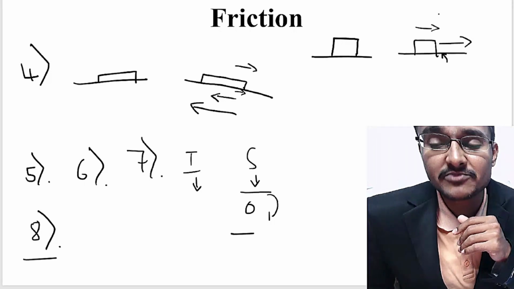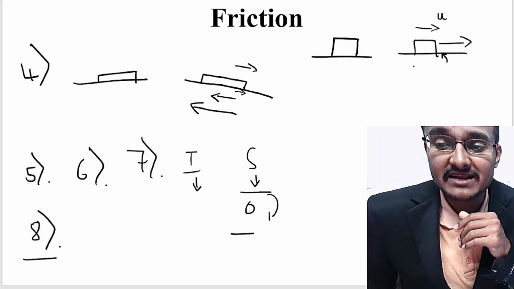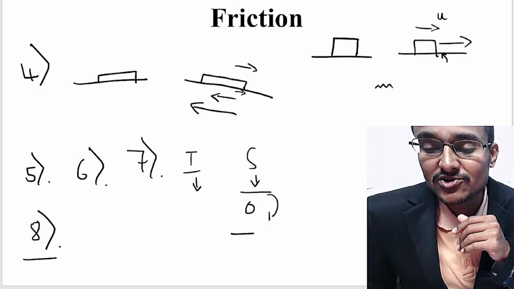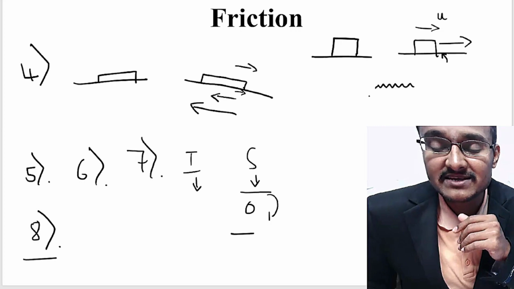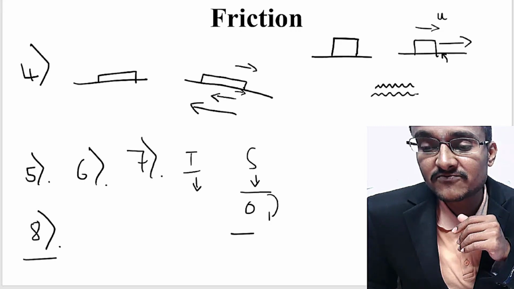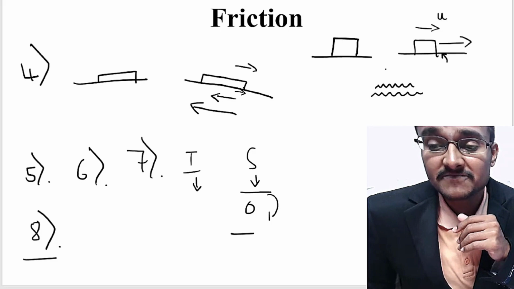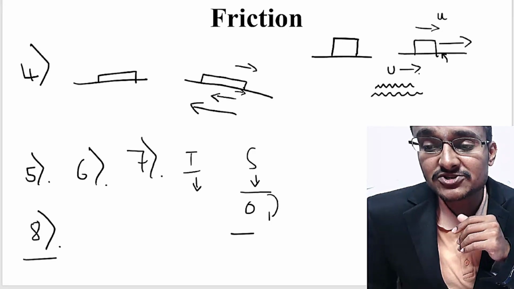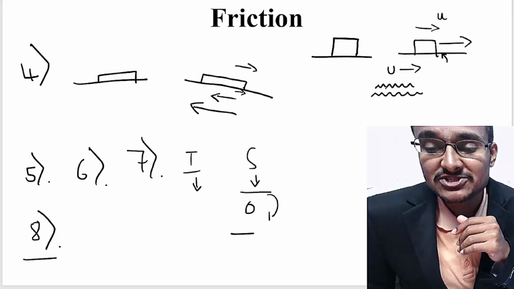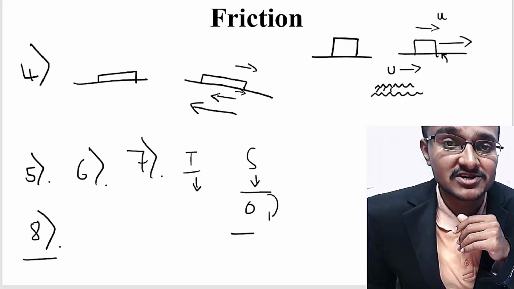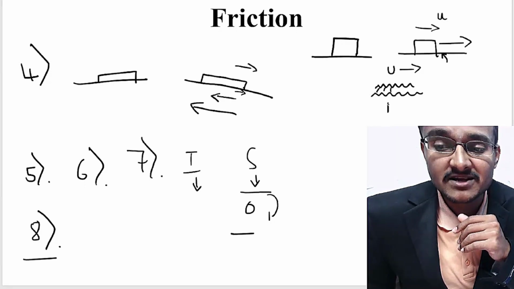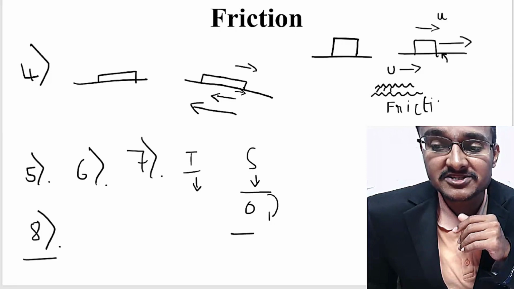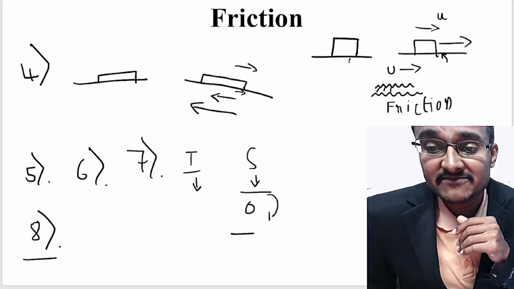When this object is moving with a particular speed u, the irregularities on this object and the irregularities on this floor are disturbed, because the speed at which the object is moving on the floor is responsible for the disturbance in the locking of these irregularities. Because of this disturbance, the friction applied between these two objects will be lesser. Hence, the sliding friction will be less than static friction.